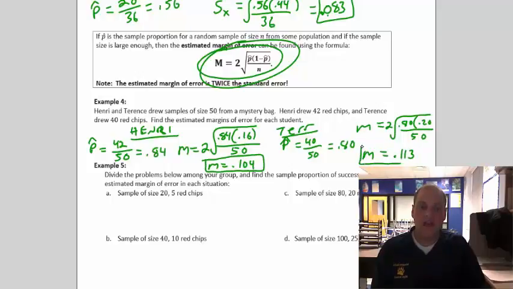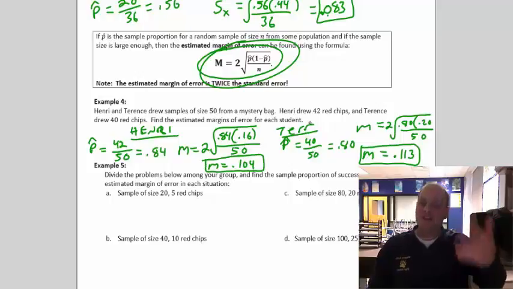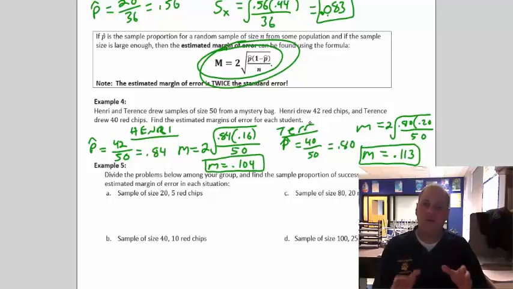Okay, so Terry's margin of error is larger than Henry's margin of error. He drew fewer red chips. The more red chips you drew, the smaller the margin of error is going to be. And we'll talk more about that. But basically, all you need to understand is how to calculate margin of error with this formula that you do have to memorize. This is one of the very few formulas you actually have to memorize in this course.